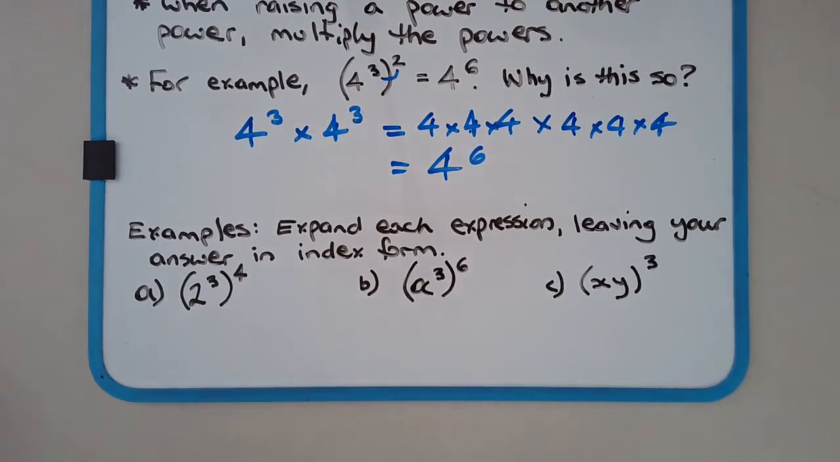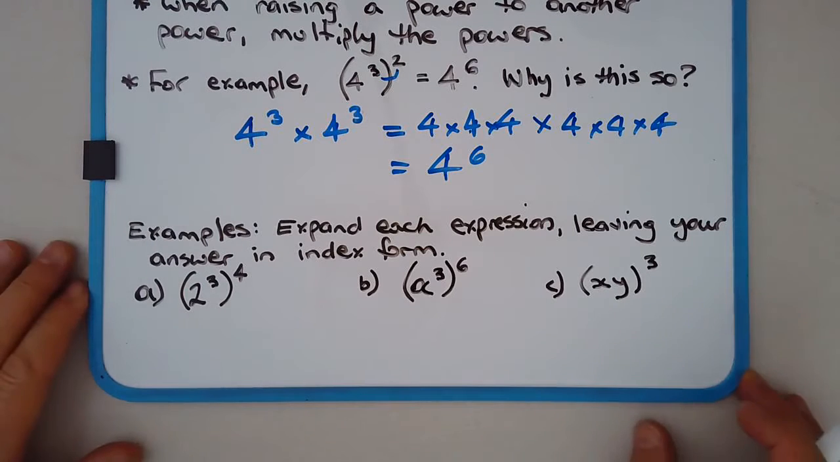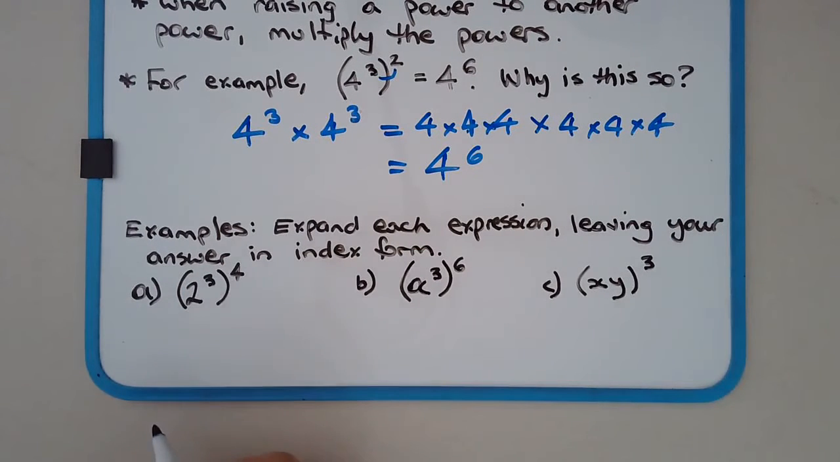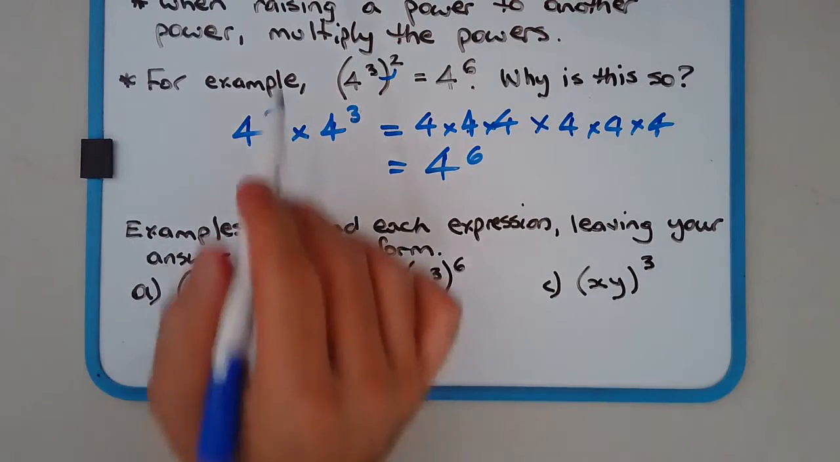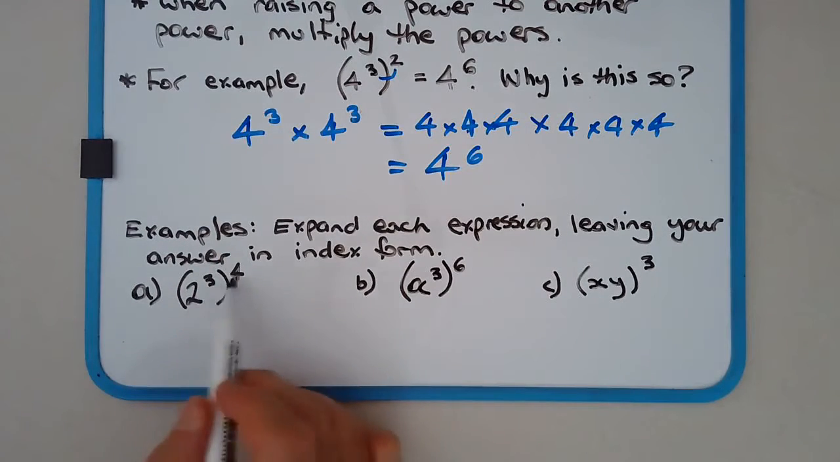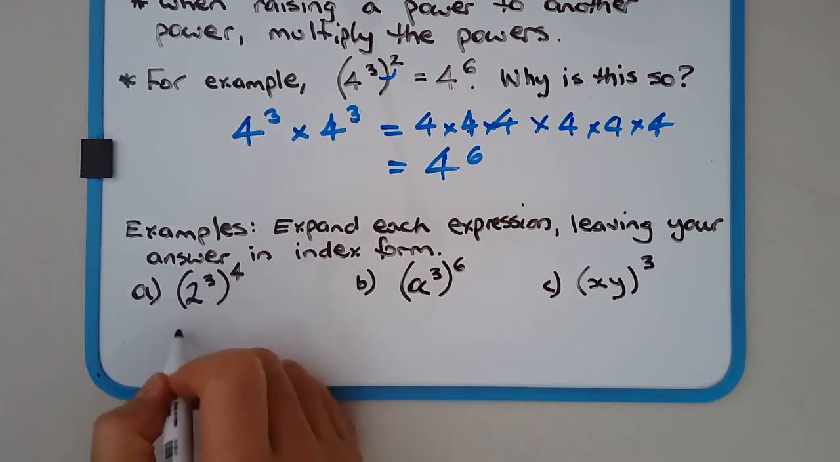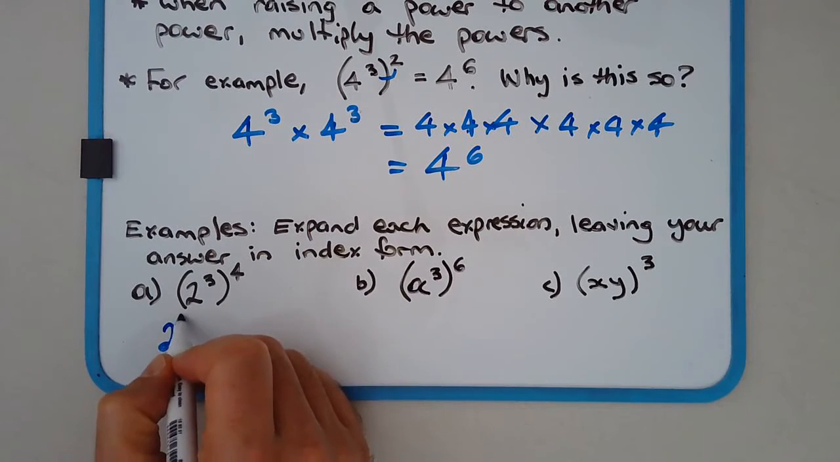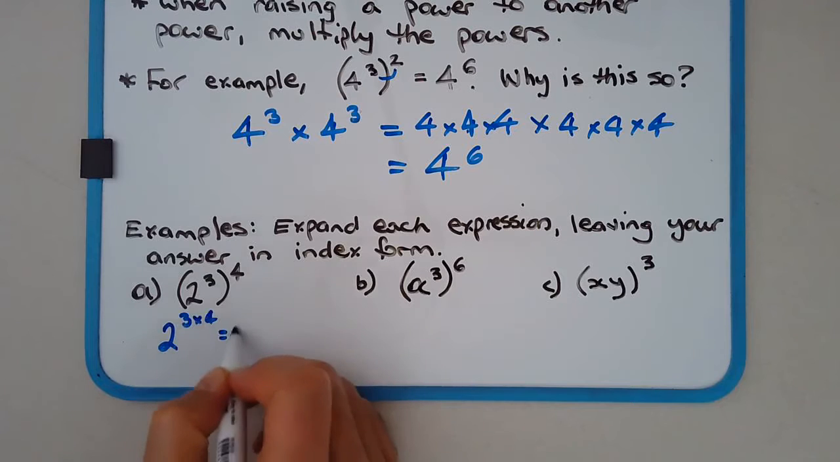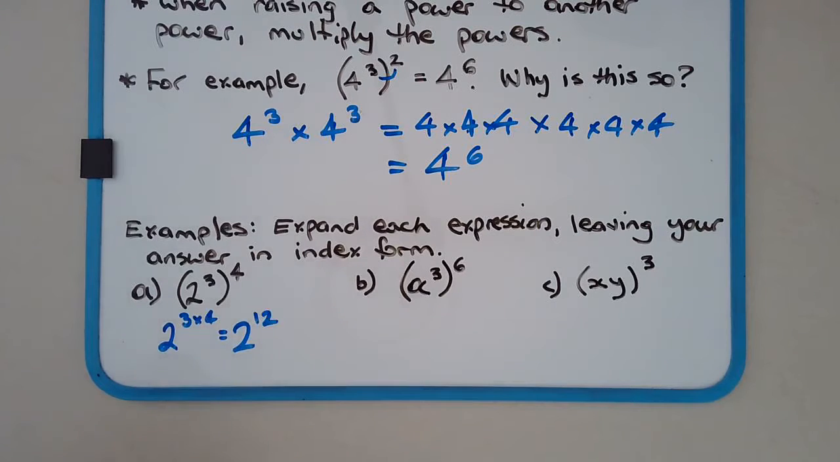Now, at any time, you can pause the video, have a go at the examples for yourself if you'd like. Then unpause the video and check your solution against the worked solution in the video. First one, 2 cubed to the power of 4. Now, you don't have to use a calculator necessarily, just use this index law: multiply the indices when one index is raised to another. So 2 cubed to the power of 4, that's 2 to the power of 3 times 4, which is 2 to the power of 12.